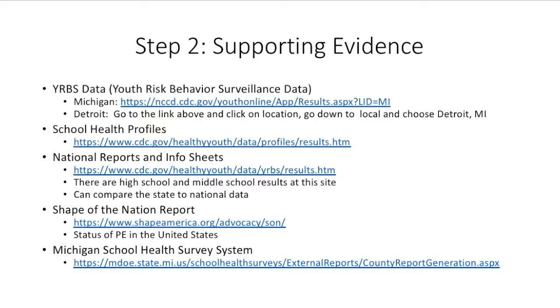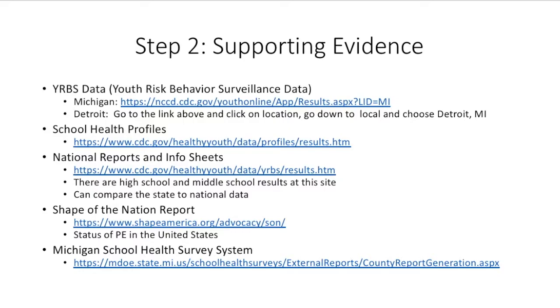If you want specific state profiles, you can go to school health profiles, and it talks about the state, and it talks about individual school districts' health profiles. National reports and info sheets you can also find on the CDC website. There are some high school and middle school results within that site, and then you can compare the state to the national data. The Shape of the Nation report is specifically about physical education in the United States. And so that's where you would go to learn about what the physical education requirements are, what the law is for Michigan or for other states.